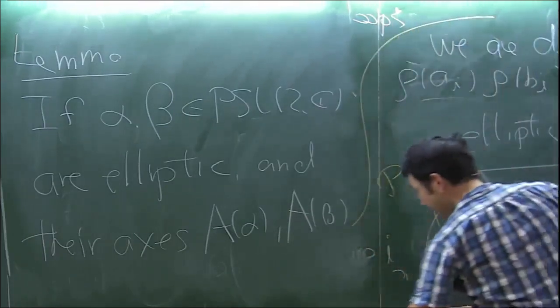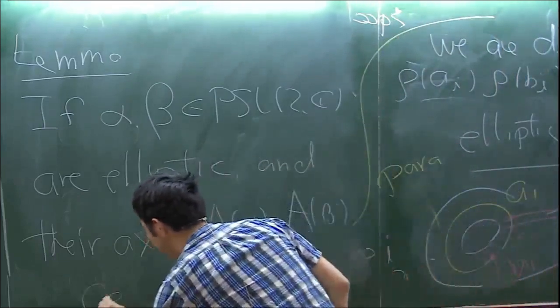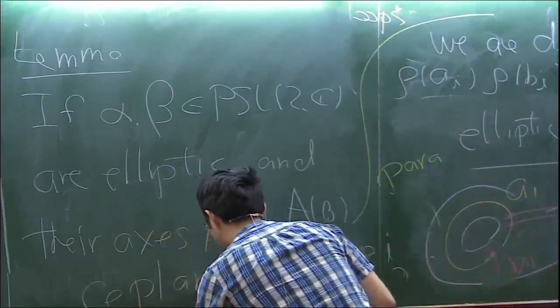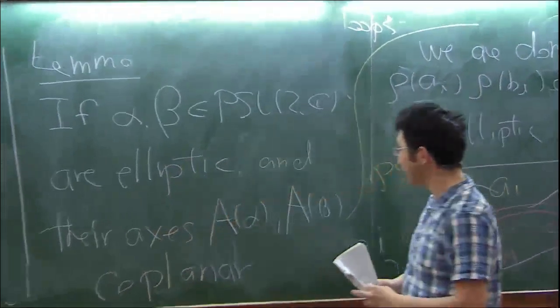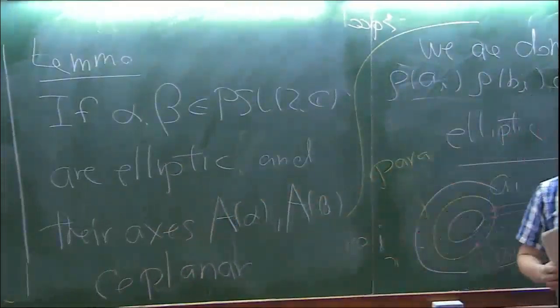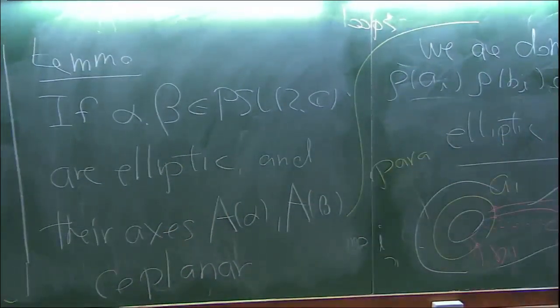Maybe I should finish here. It's coplanar, meaning that the axes, which are geodesics in H3, are not contained in a single totally geodesic hyperbolic plane. So the axes are somewhat in general position.